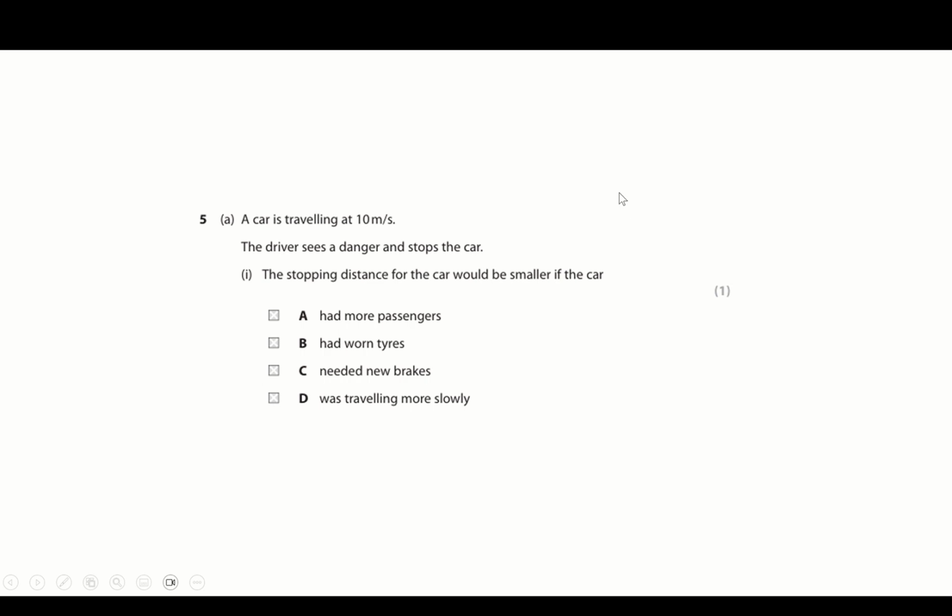Okay, question 5. We've got a question about stopping distance. So we know that stopping distance equals thinking distance plus braking distance, and it wants to know what would make it smaller. The crucial thing to know is that's a good thing. If I make the stopping distance smaller, I'm less likely to, say, hit a person that's crossing the road. So anything that sounds pretty good.